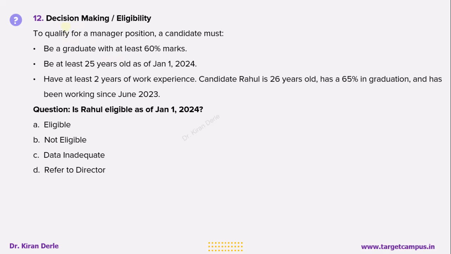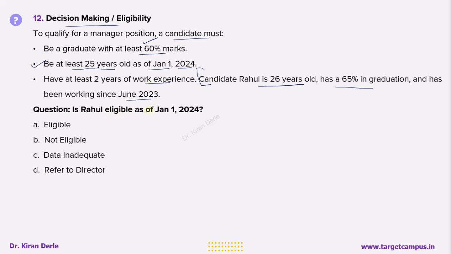Okay. Decision making, eligibility. To qualify for a manager position, a candidate must be a graduate with at least 60% marks, be at least 25 years old as of January 1st, 2024, and have at least 2 years of work experience. Candidate Rahul is 26 years old. Okay, at least 25 years. Has 65% in graduation. Fine, this is also cool. And has been working since June 2023.